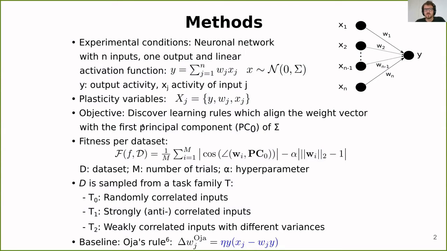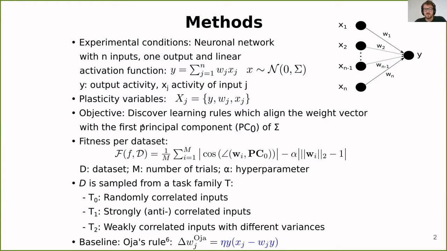In this unsupervised learning setting, the set of plasticity variables just consists of pre- and postsynaptic activity and the current synaptic weight. In this problem, we are interested in finding learning rules which align the weight vector with the first principal component of the data. Therefore, we define our fitness function as the angle between the weight vector and the first principal component minus some regularization term. The overall fitness is then averaged over different datasets.